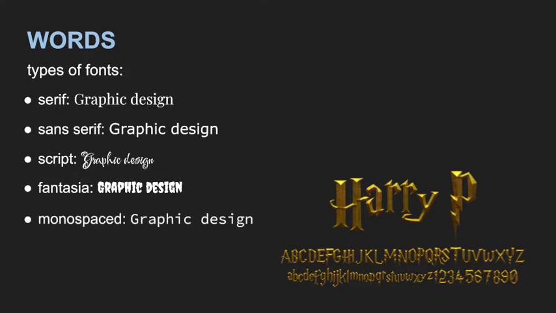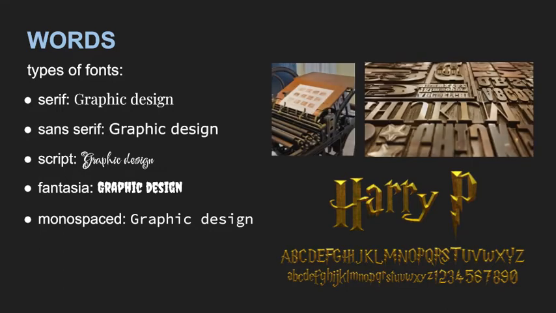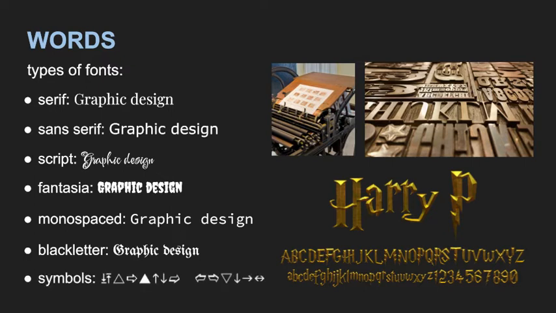Additionally, monospace fonts are generally used to display code, but originally they were used on typewriters. Black letter fonts have a Gothic style and they are no longer used, except for newspaper titles. And finally, symbol fonts are made only by icons or emoji.